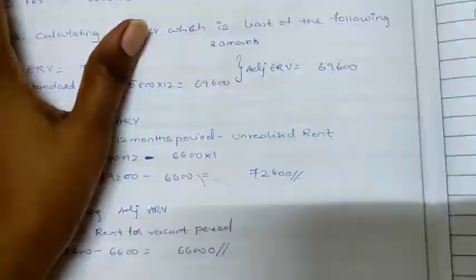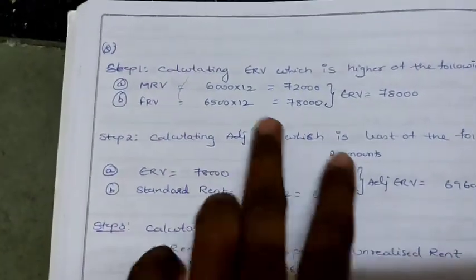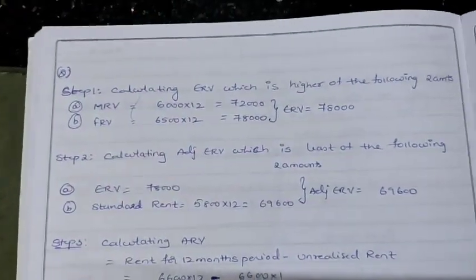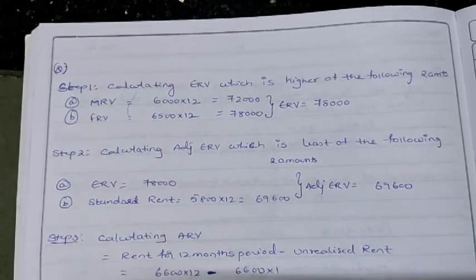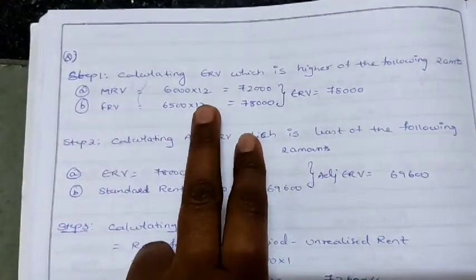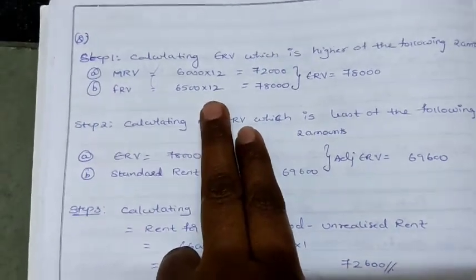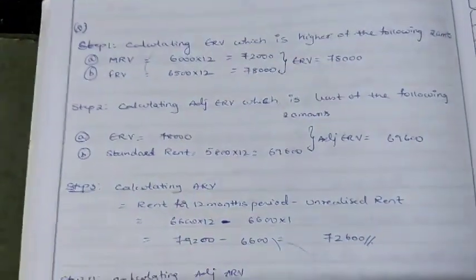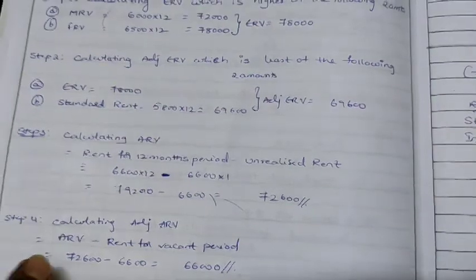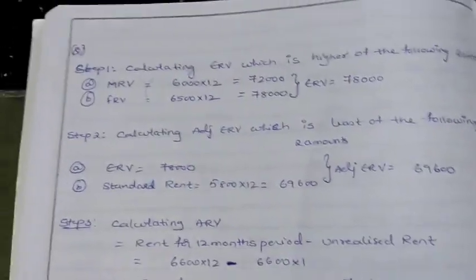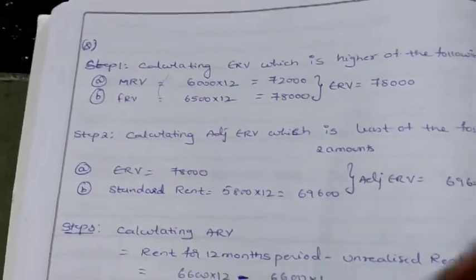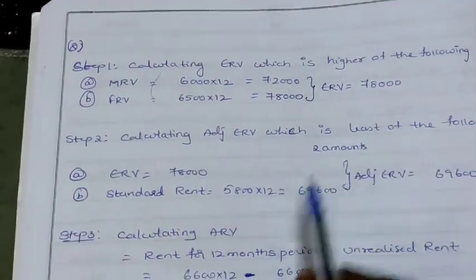See here. First, step 1. Calculating ERV, which is the higher of the following two amounts, MRV and FRV. MRV is 6,000 into 12, which is 72,000, and FRV is 6,500 into 12, which is 78,000. The higher value will be the ERV, expected rental value. So 78,000 will be the ERV.